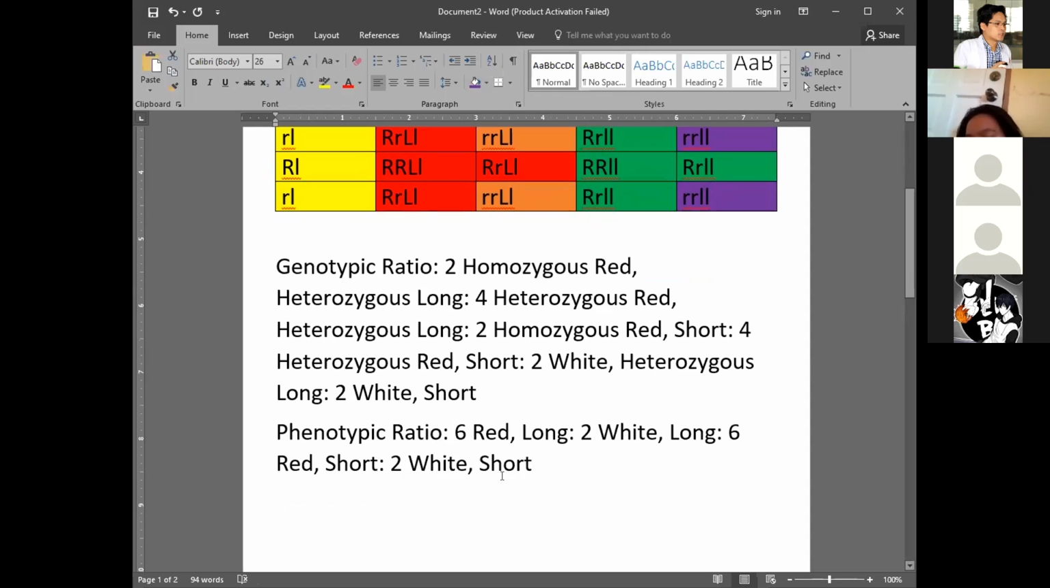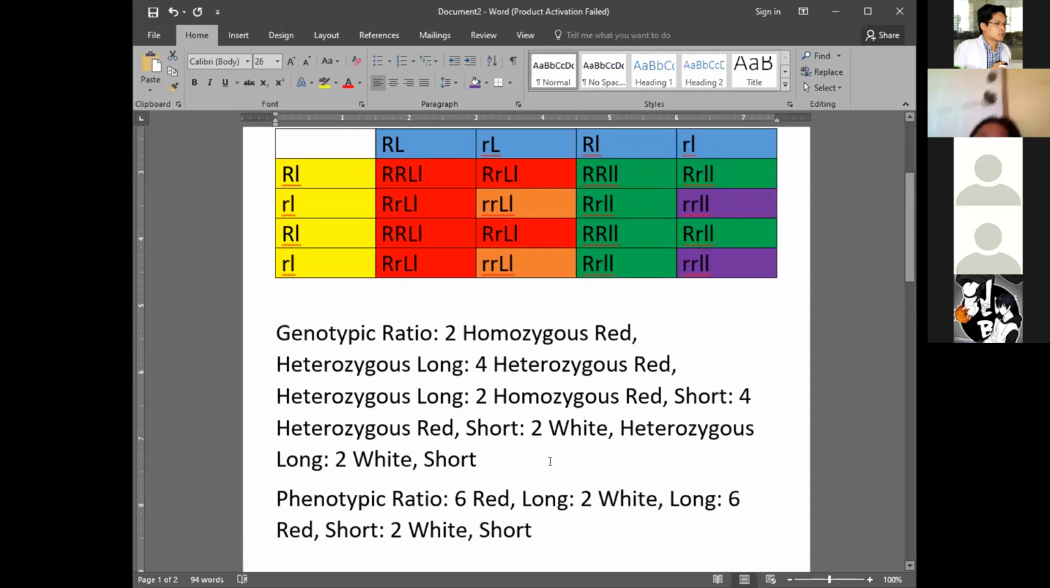So the phenotypic ratio there is 6 is to 2 is to 6 is to 2. So if you're going again to count this, 12, 14, 16. So again 16 offsprings. Did you get now the idea on how to cross monohybrid and dihybrid and getting their genotypic ratios and phenotypic ratios?